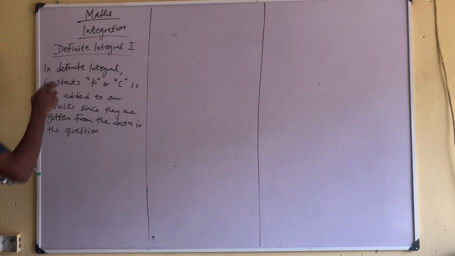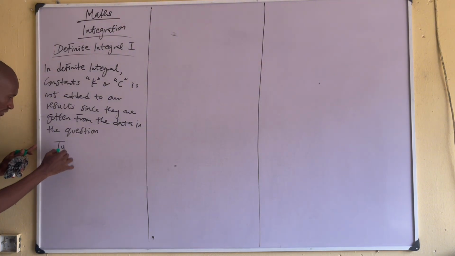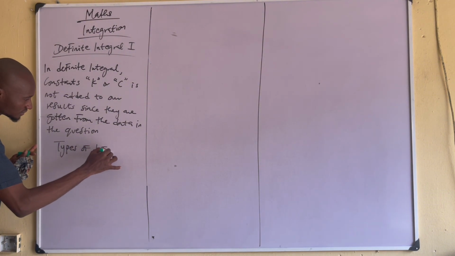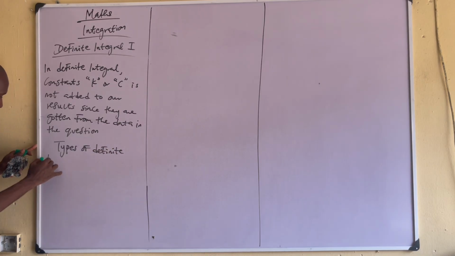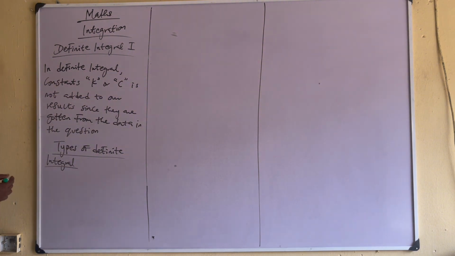And now, this definite integral 1 has two types. Types of definite integral 1.